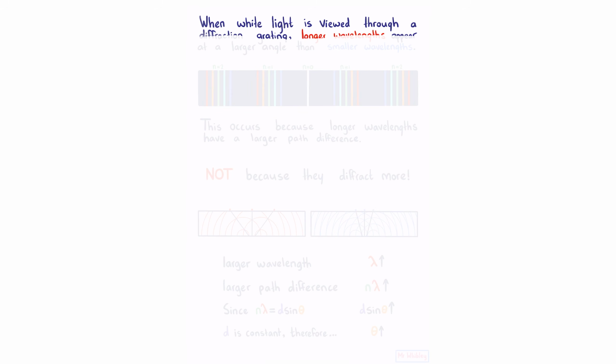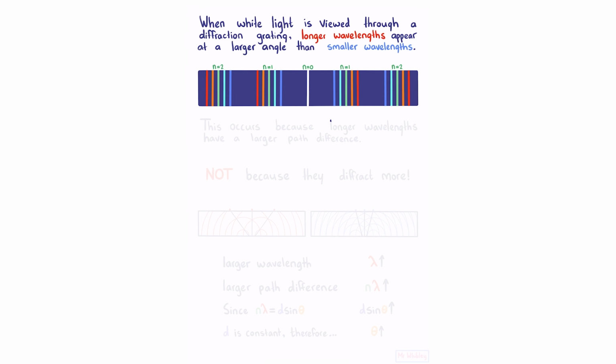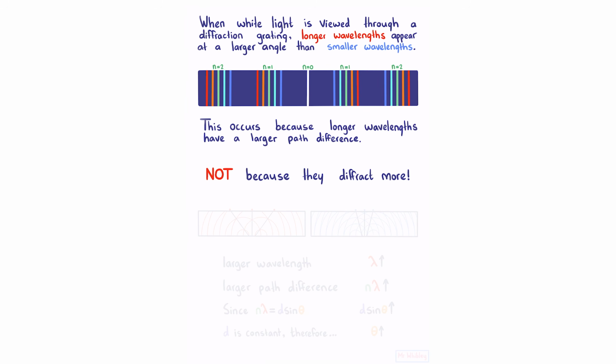When white light is viewed through a diffraction grating, longer wavelengths appear at a larger angle than smaller wavelengths. So we have our central antinodal line, which is colored white because all the colors experience an antinodal line here. Whereas as we increase our order number, we see that the colors are spread out, with red occurring on the outside and blue occurring on the inside. This occurs because longer wavelengths have a larger path difference, not because they diffract more. This point is very important to emphasize because there are still some teachers that teach this, and not only is it completely incorrect, it will, as it should, award you no marks in the exam.